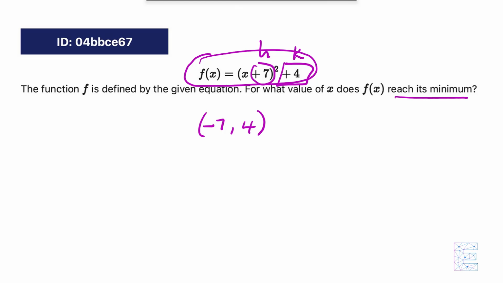So for what value of x do we reach the minimum? -7. Simple as that. If you forget that, simply graph this in Desmos and find the vertex. Figure out what x value the vertex has. That's it.